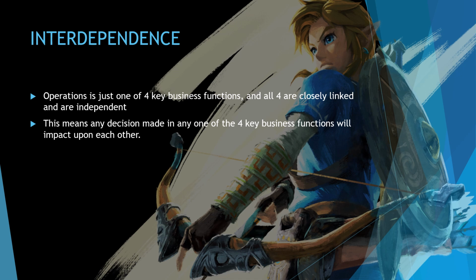So operations is just one of 4 key business functions. There are more business functions, but just say there's 4 because they're the 4 that we do. They're the only 4 that matter for the HSC. And all of them are closely linked and are interdependent. This means that a decision made in one will impact others. So financial decisions impact operations. Your operations will affect marketing decisions, and then your operations affects HR, and they all mush and mix together. Whilst we study the areas of the business as nice little boxes all separate, in reality everything is mushed together and they all work in conjunction, hoping to maximize profit and achieve business objectives.